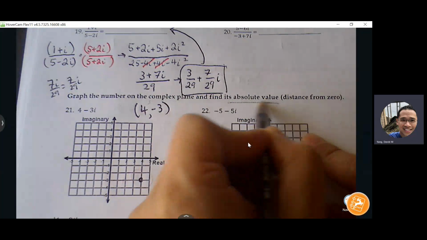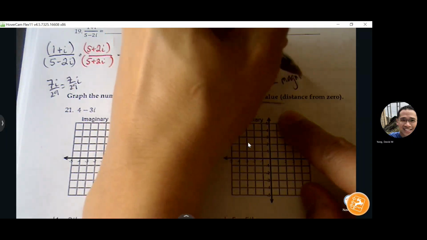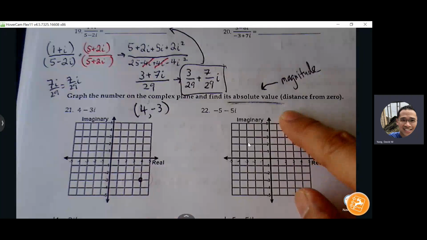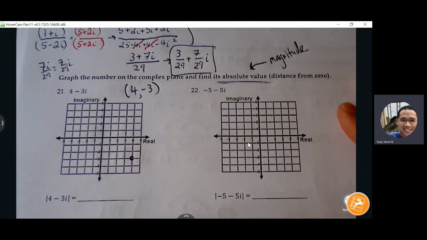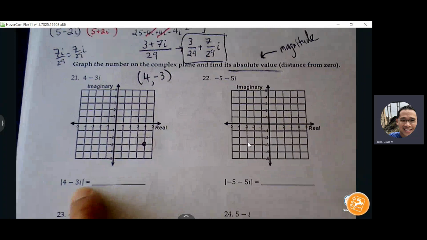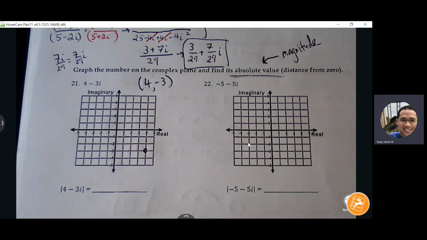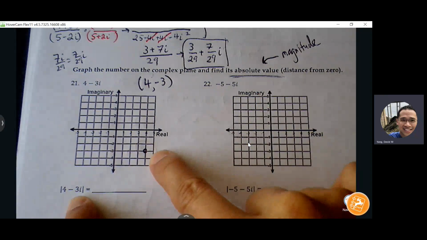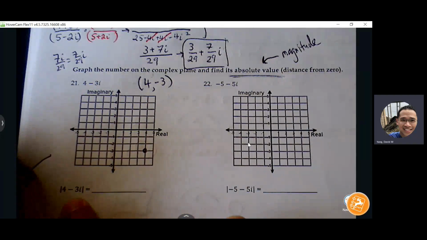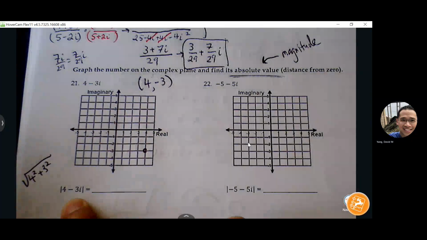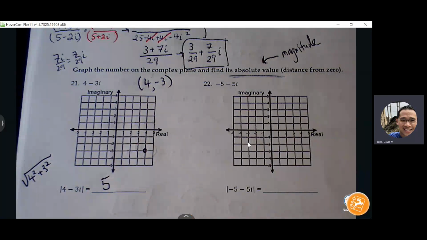And then it says find its absolute value. So treat this like you would from the previous section with magnitude, which is Pythagorean theorem solving for your hypotenuse. So here, absolute value of 4 minus 3i is the same thing as saying, okay, what's the distance between these two? Distance from 0. But really, you're just going through Pythagorean theorem, right? So square root of 4 squared plus 3 squared is 5. All right, so treat this like you would with magnitude.